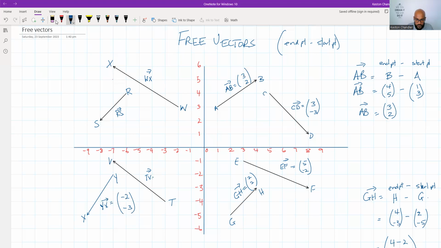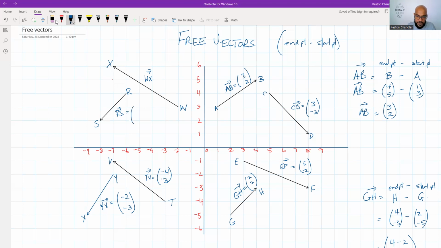Right? TV, the endpoint is V, which is -7. Right? And the starting point is -3. So it's going to be -4. And then underneath here, we're going to have endpoint is -1, right? Minus -4. So that's going to be +4, it's going to be +3. Right? That's why it's important to do the endpoint minus the starting point, because if you're trying to work it in your head, sometimes you might make a mistake.